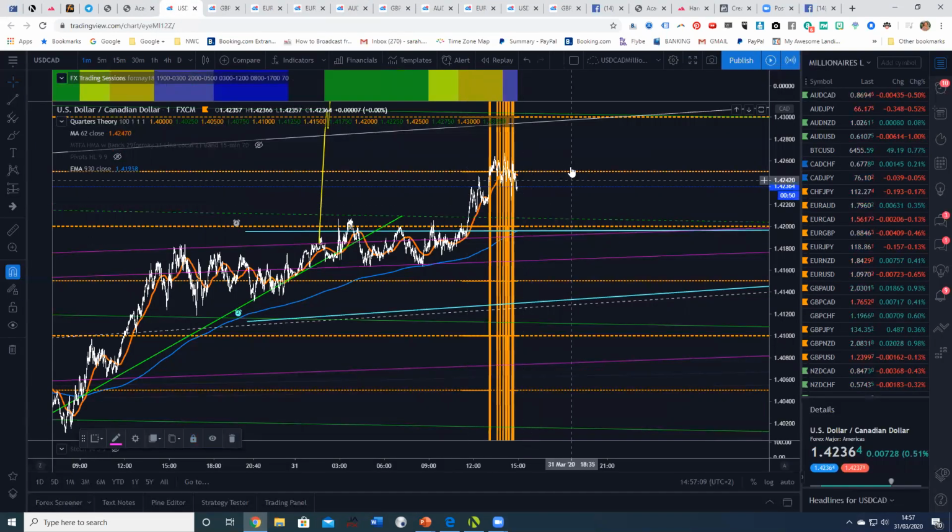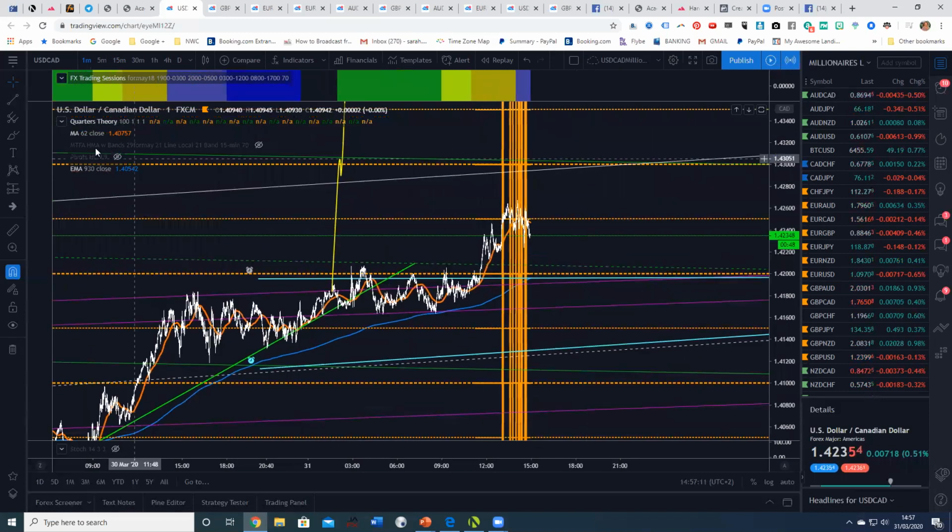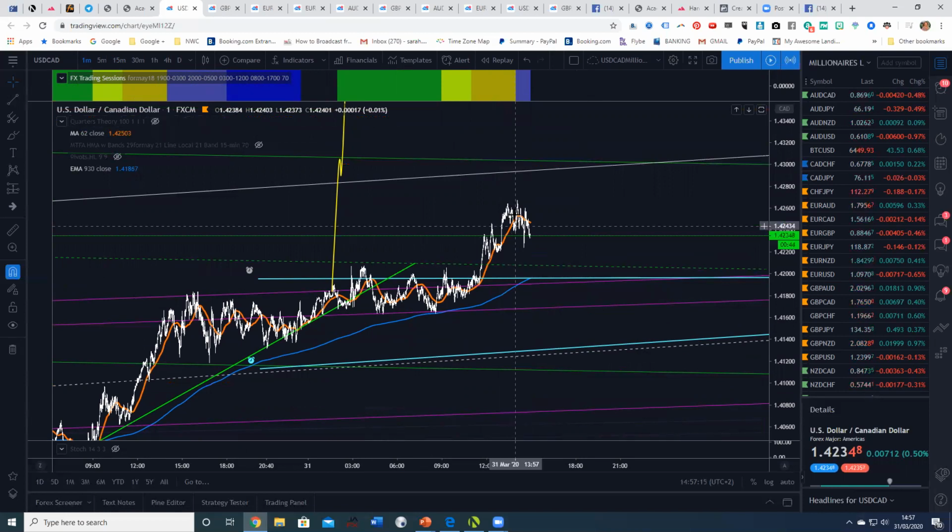USD CAD, I was looking at this earlier on. Take that off for a minute. So that line there is quarter theory, where it's glitching. That's why it's done the vertical lines. It's still in an upward momentum. It's come out of an old pitchfork at the moment.